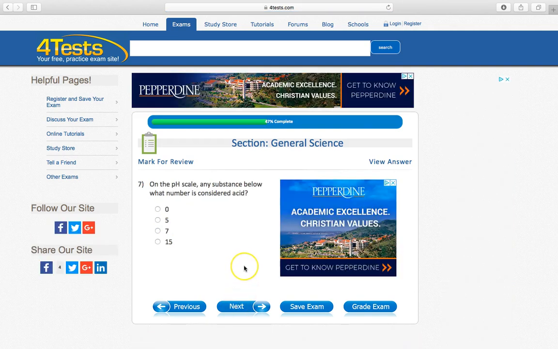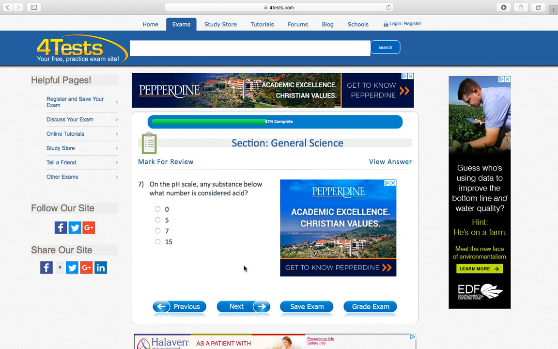On the pH scale, any substance below what number is considered acid? Okay, so what you want to know is that the pH scale goes from 0 to 14, and 7 is flat right in the middle, right? So if you have a pH of 7, it's neither acidic or basic, it's just neutral, right? So that's the thing to know there, is below the number 7.